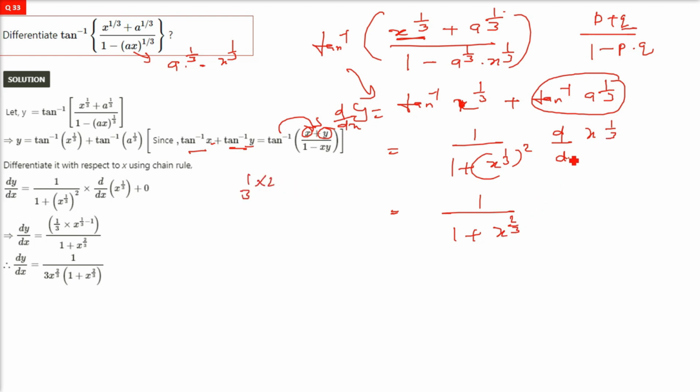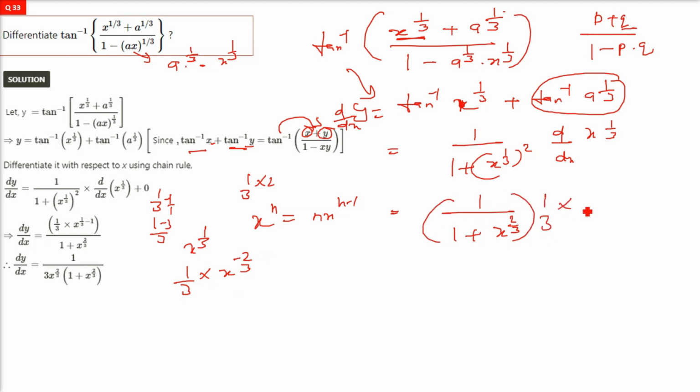So we have 1 by, x to the power 1 by 3 differentiation let us do first. X raised to n differentiation is n x to the power n minus 1. So you have 1 by 3 x to the power 1 by 3 minus 1. It is going to be minus 2 by 3. Since it is negative, you can bring it down to the denominator. So it will be 1 by 3 into x to the power 2 by 3. So final answer will be 1 by 3, 1 plus x to the power 2 by 3 in the denominator, so 1 by x to the power 2 by 3. Okay, this is the final answer.